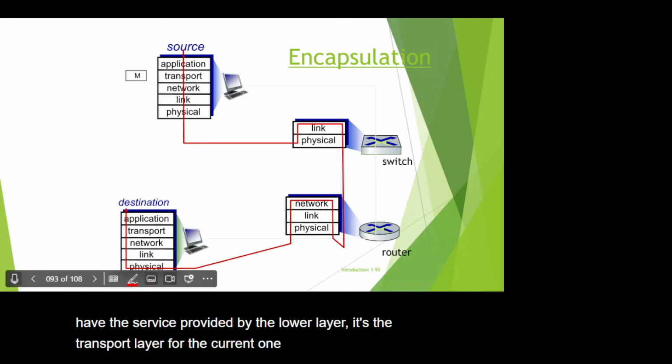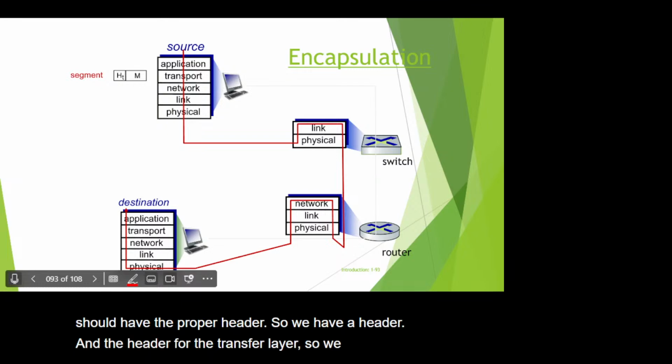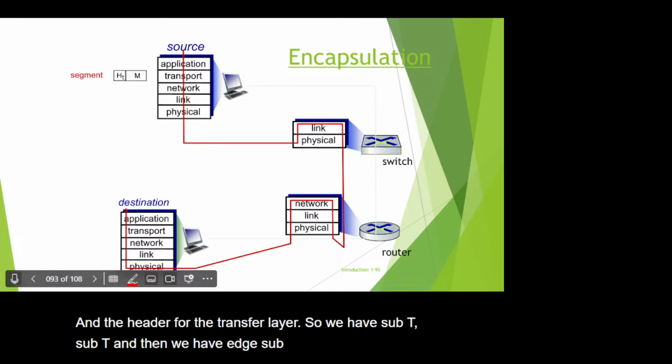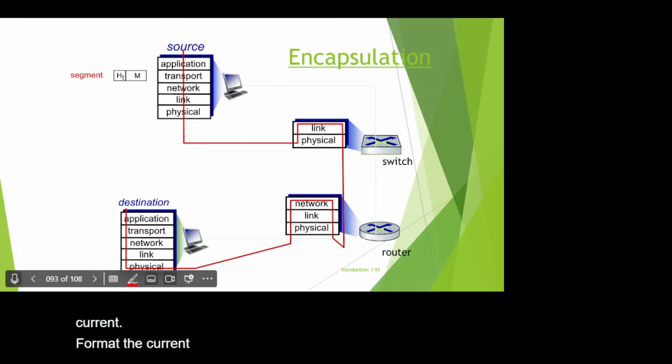And the transport layer should have the proper header. So we have a header, and the header for the transport layer, we call H sub T. And so that we have the current format. The current format, we call it segment, right? So we have a segment here.